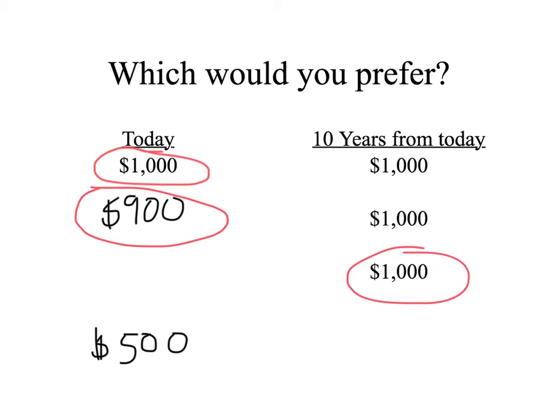So what have we discovered from this thought experiment? Well, we've discovered that equal payments that are separated in time are not worth the same amount. In fact, $1,000 10 years from today is worth something less than $1,000 today.